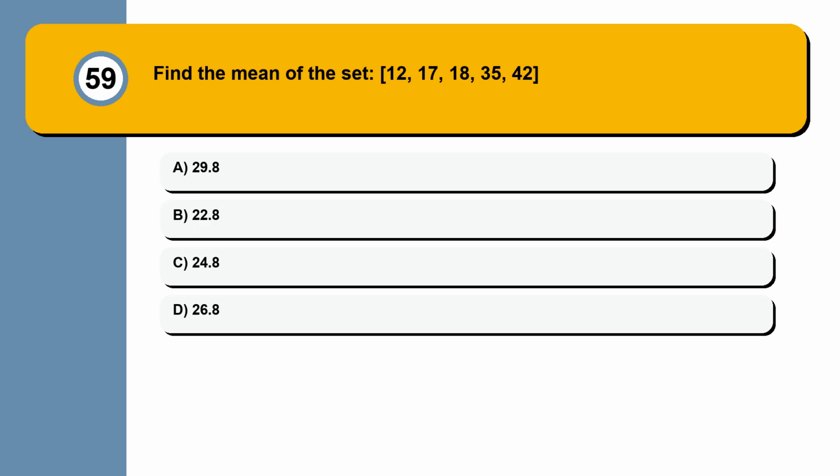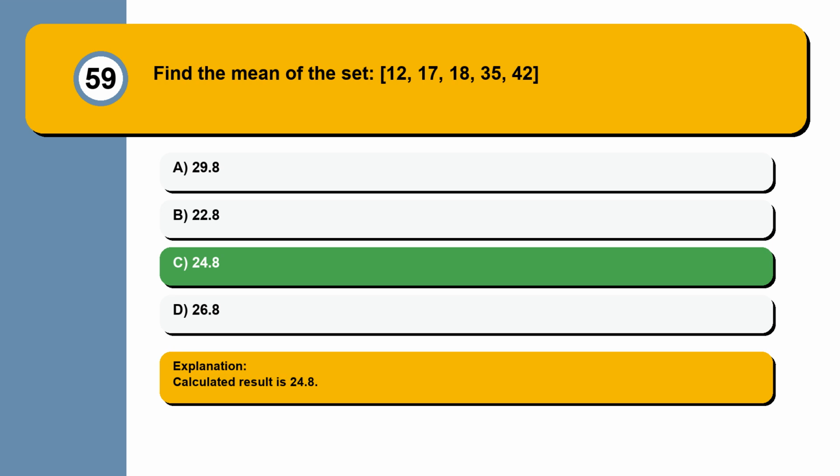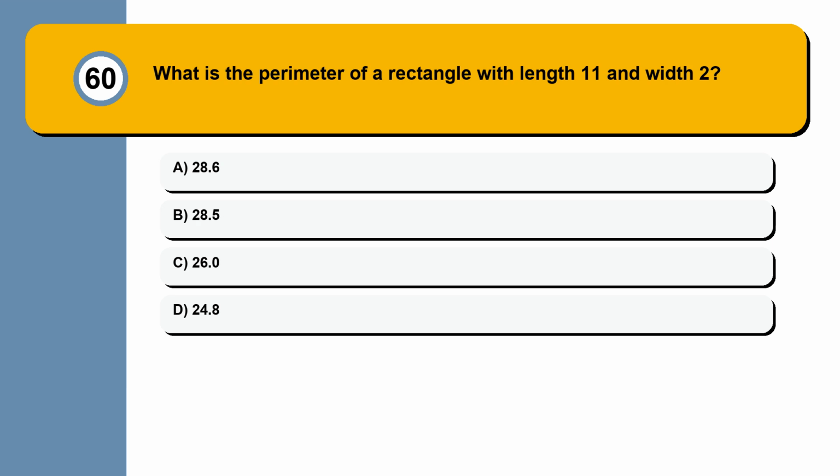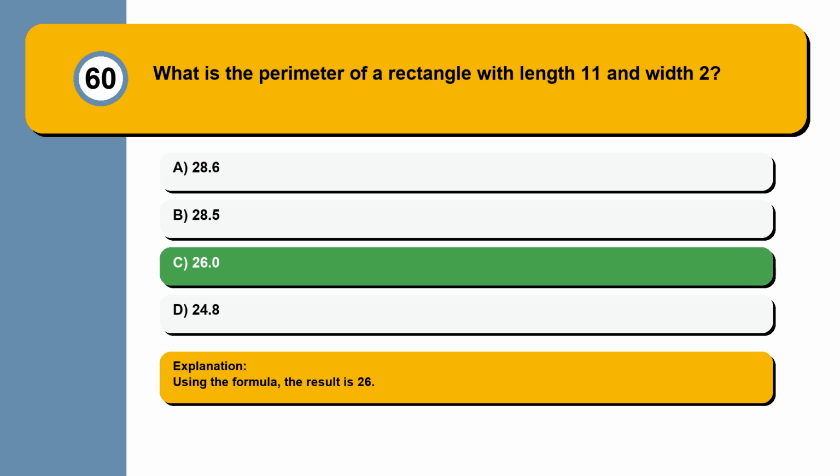Question 59. Find the mean of the set 12, 17, 18, 35, 42, 29.8, 22.8, 24.8, 26.8. Calculated result is 24.8. Question 60. What is the perimeter of a rectangle with length 11 and width 2? 28.6, 28.5, 26.0, 24.8. Using the formula, the result is 26.